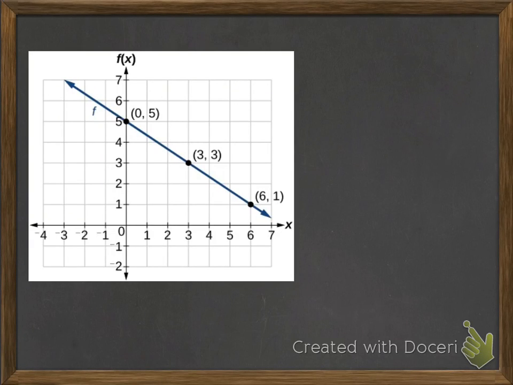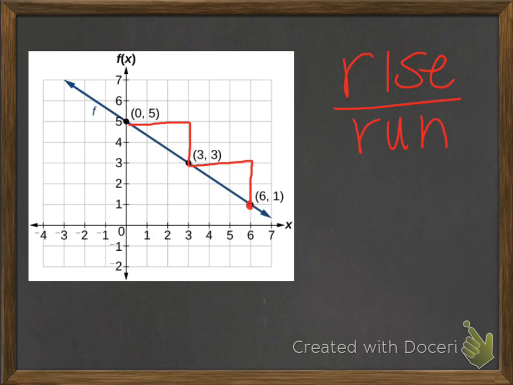So here's another example. You're given a graph and you want to find the slope. Ask yourself, rise over run. To get from one point to the next point, you have to rise 2, run 3. So your rise is 2, your run is 3. But when you look at this graph going from left to right, you'll be going downhill. So remember, that's a negative.